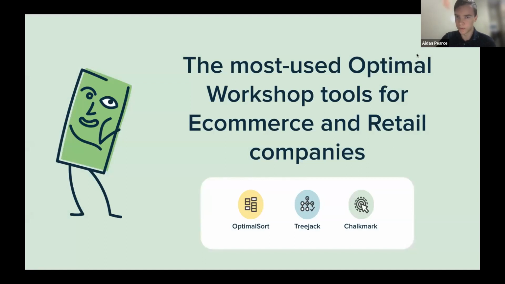So the most used Optimal Workshop tools for e-commerce and retail companies are Optimal Sort, TreeJack, and Chalkmark. This is because these are the tools that really allow people to optimize the navigation and the findability of certain products on their website. So really making that buying process as frictionless as possible and ultimately optimizing conversions.